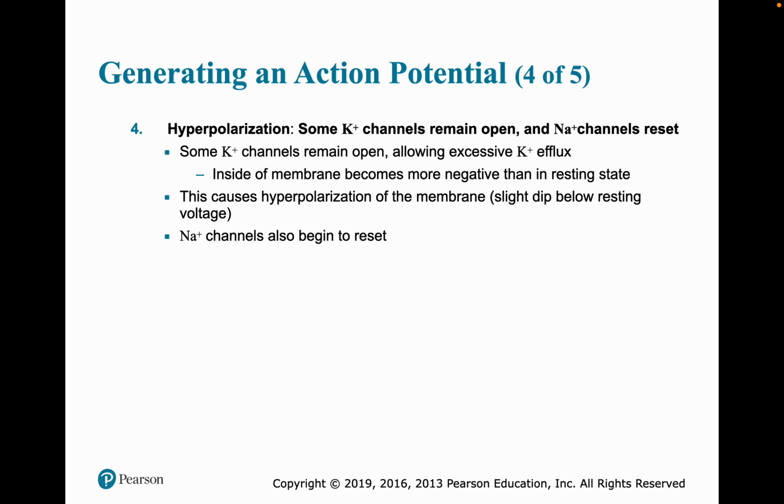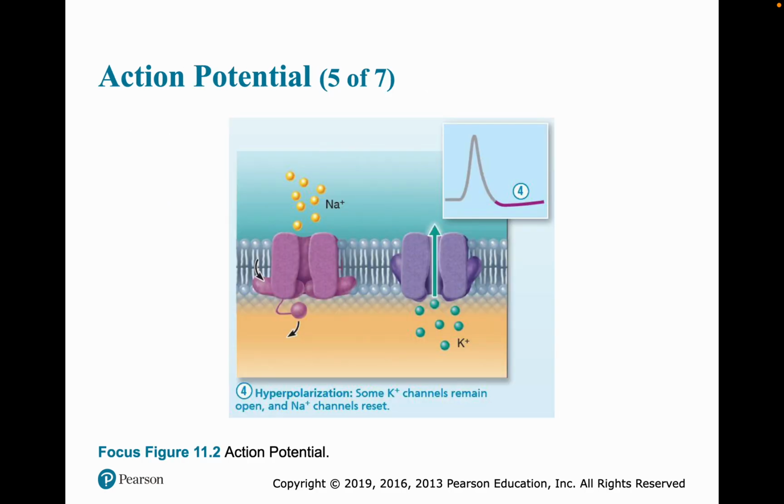So in step number 4, we get some hyperpolarization. As some of the potassium channels remain open and some of the sodium channels reset, we're still allowing excessive outflow of potassium ions, and that means the inside of the membrane is going to become more negative than in the resting state, more than minus 70. That hyperpolarization, a slight dip below resting voltage, helps keep the signal moving in just one direction, and it also begins to reset the sodium channels.